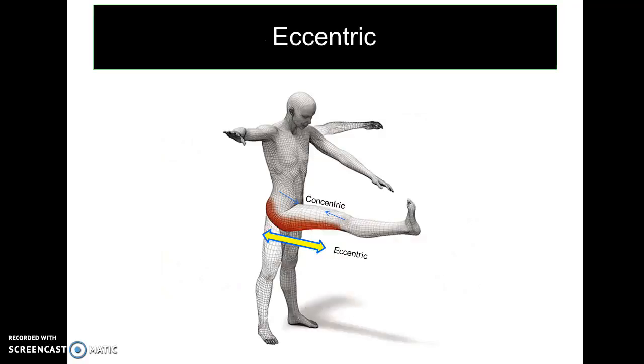An eccentric contraction is when the muscle lengthens as it contracts, opposite to concentric. This type of contraction requires more control. When kicking a ball, the quadricep muscle contracts concentrically, making the muscle shorter, but the hamstring contracts eccentrically, making the muscle lengthen.